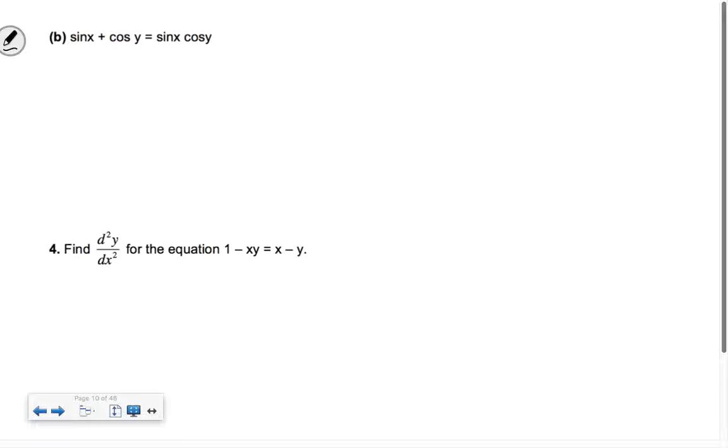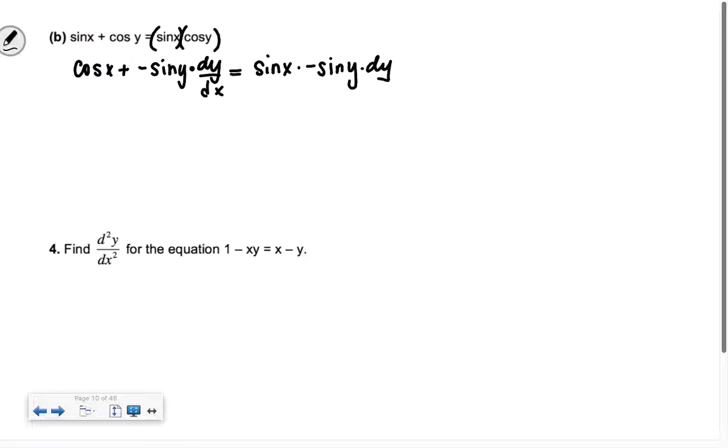All right, so sine of x plus cosine of y equals sine of x times cosine of y. This is fun. So we're going to do derivative of the first is cosine of x. Derivative of the cosine of y is negative sine of y dy over dx. And then we do product rule. So first is sine of x. Derivative of the second is negative sine of y dy over dx. Plus derivative of the first is cosine of x. Second one normal is going to be cosine of y.